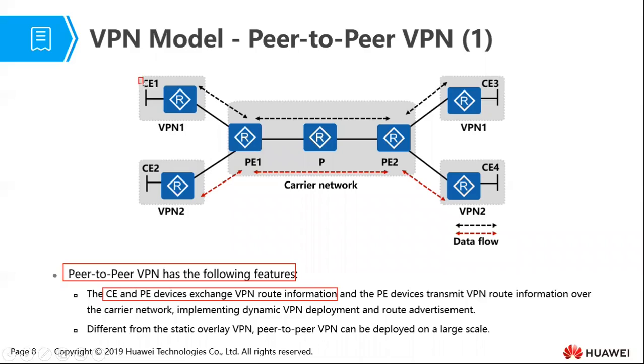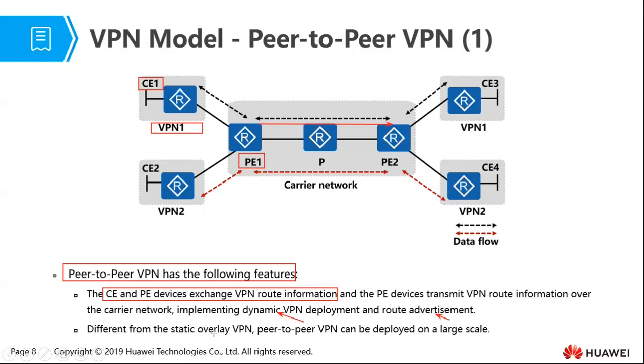So as you can see here, CE1 and PE1 exchange VPN route information. For example, for customer 1, you're creating for them a VPN instance called VPN1. Then the PE device transmits VPN route information over the carrier network, implementing dynamic VPN deployment and route advertisement.